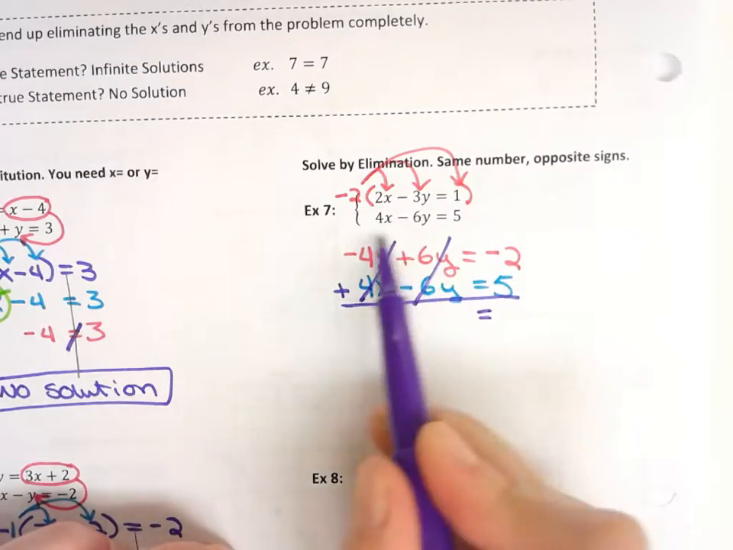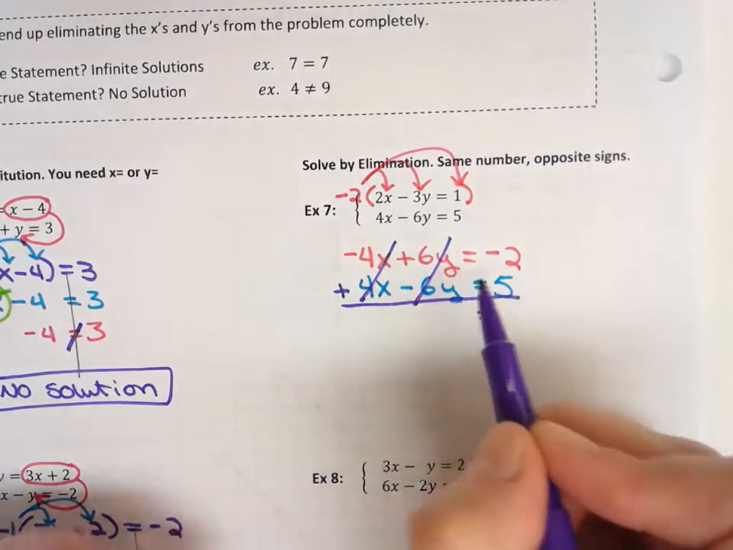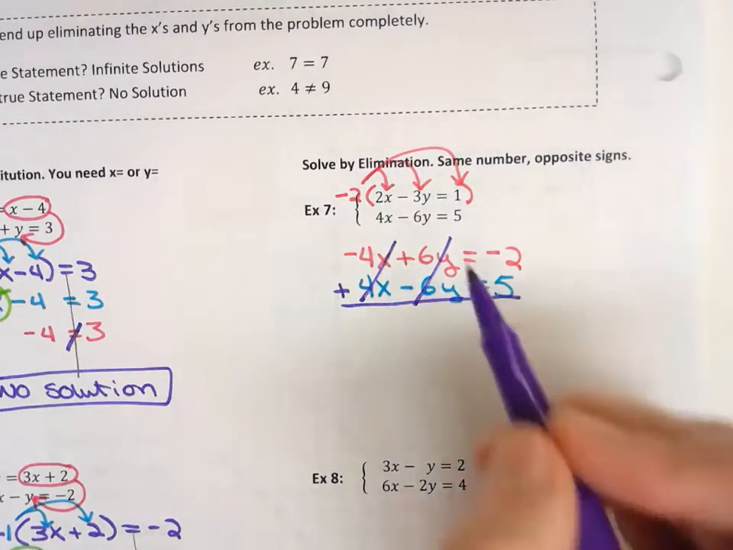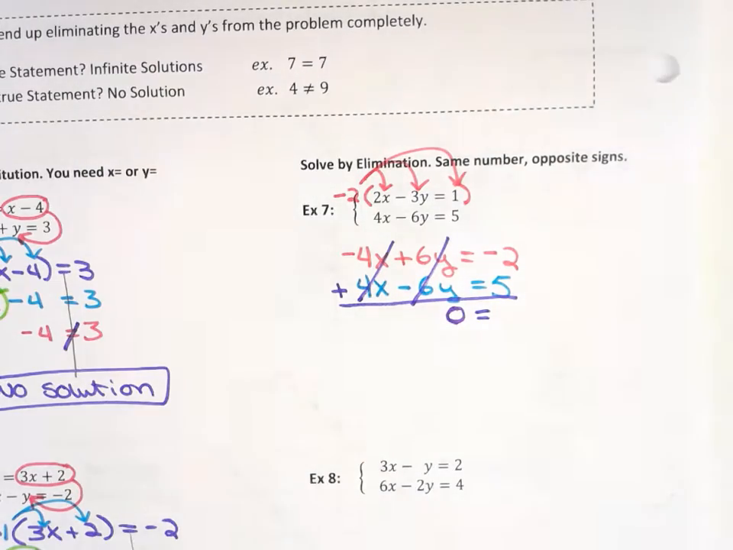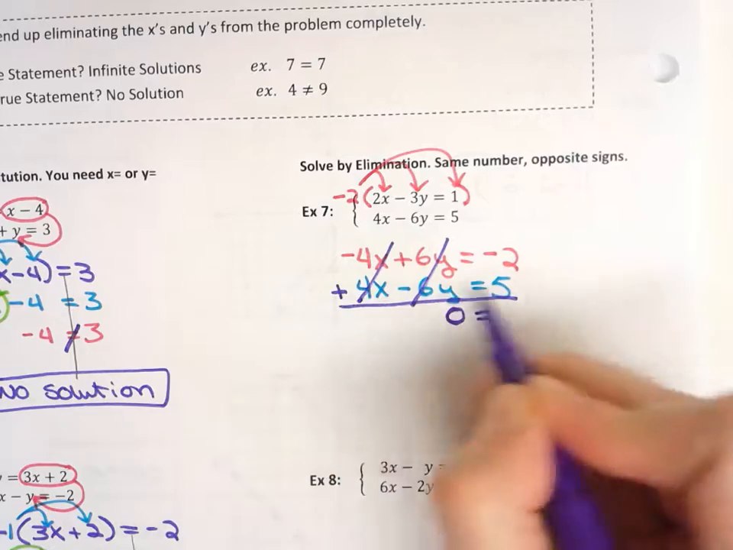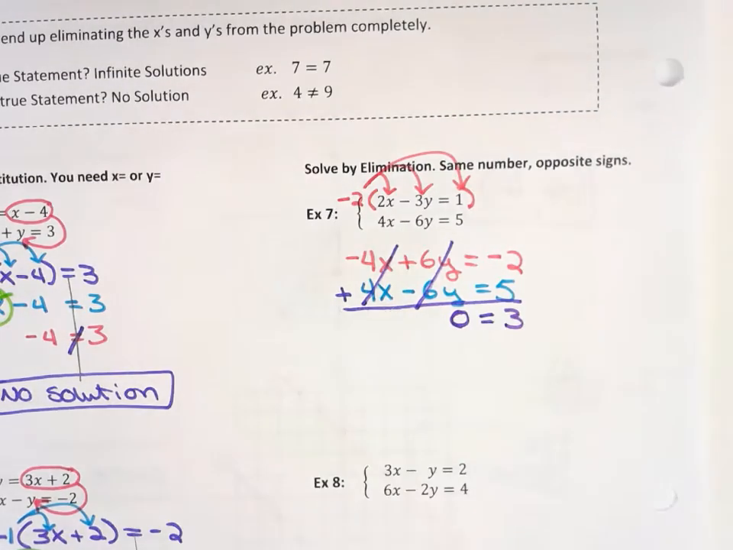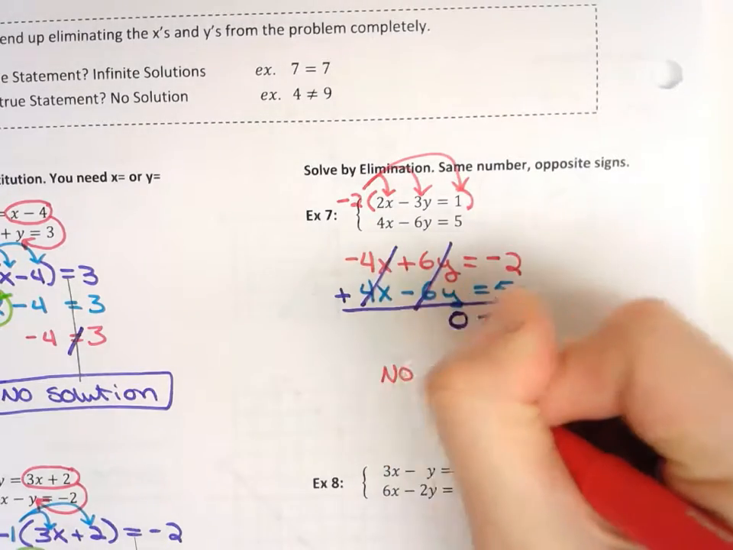So if you don't have any letters anymore, that's going to be one of those strange systems, but we don't know which one yet. However, since these both canceled out, we do have to put a 0 on that side to hold the place. And when I add the other side, -2 plus 5 gives me +3. Those two numbers are not equal to each other, which means that this one is no solution.